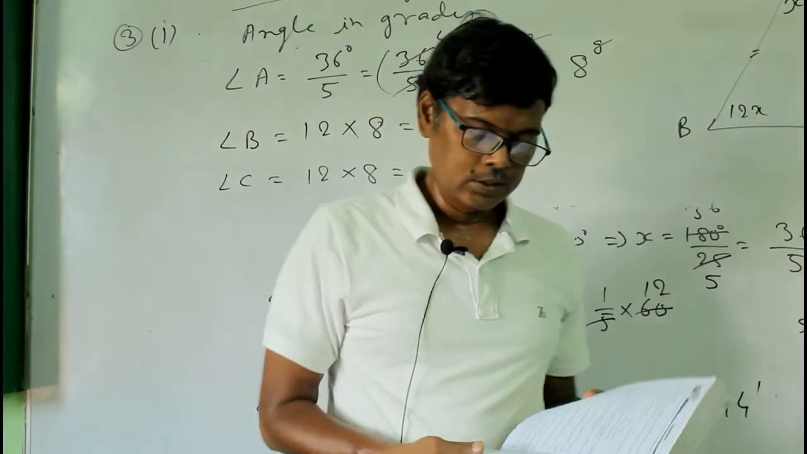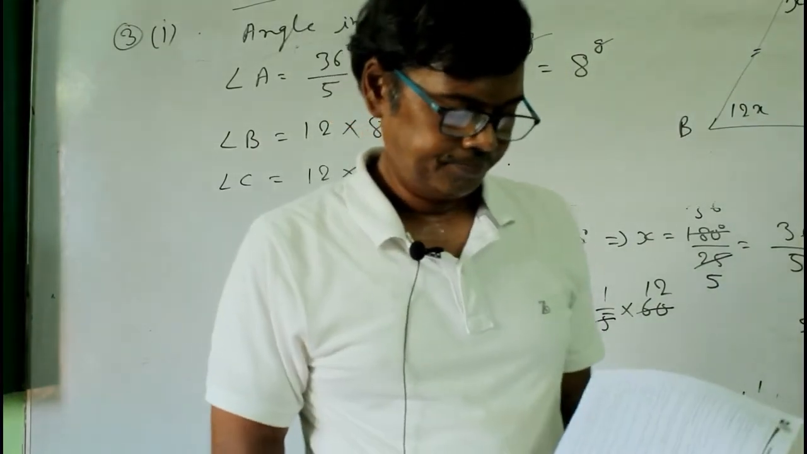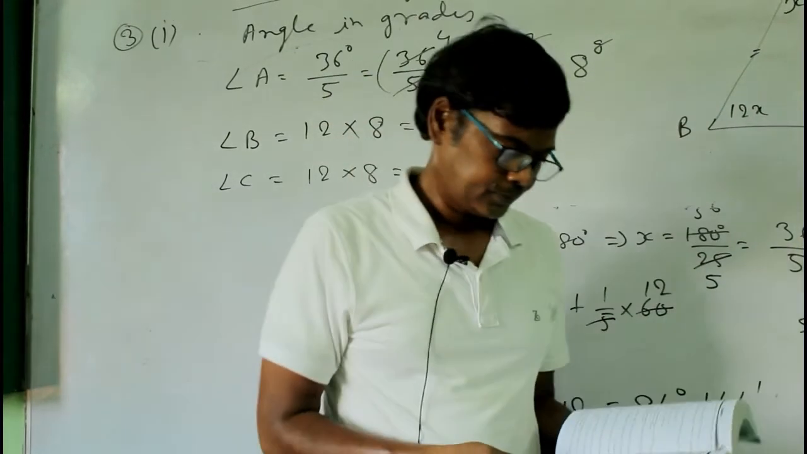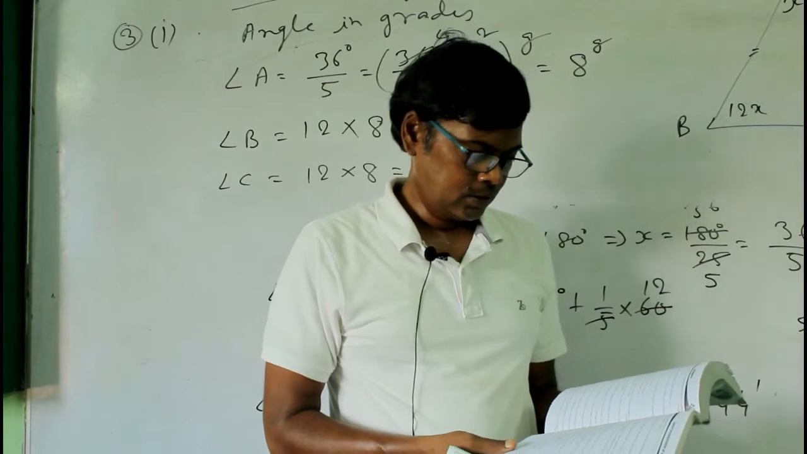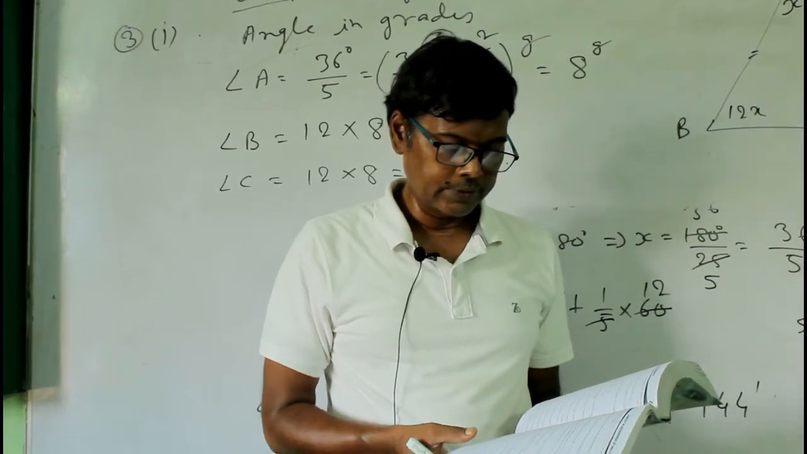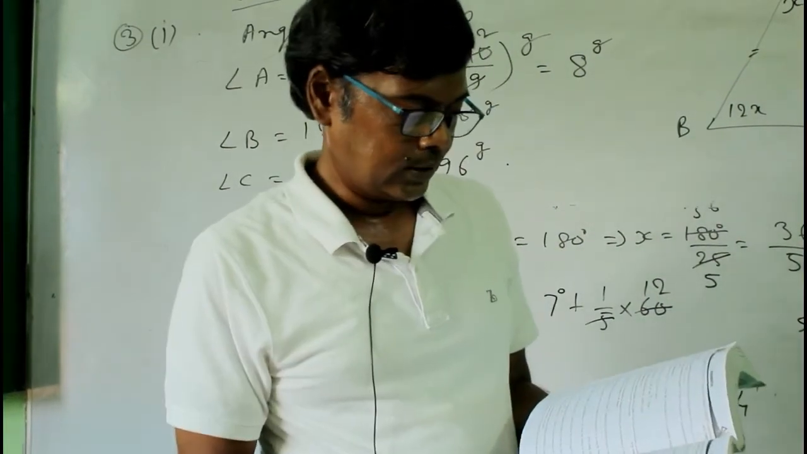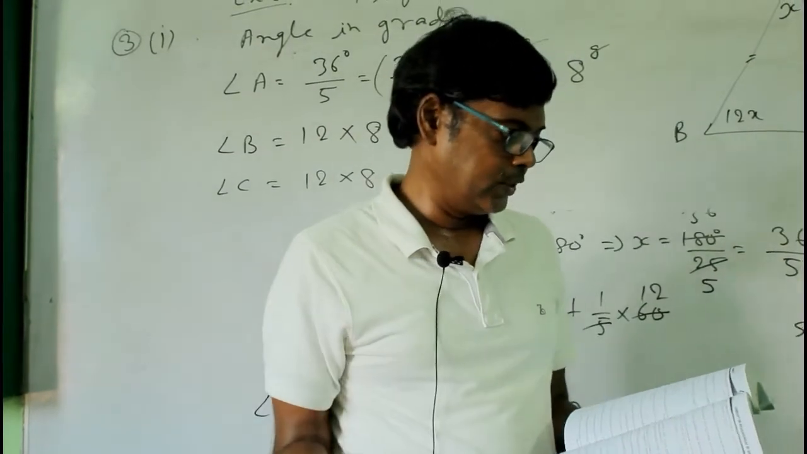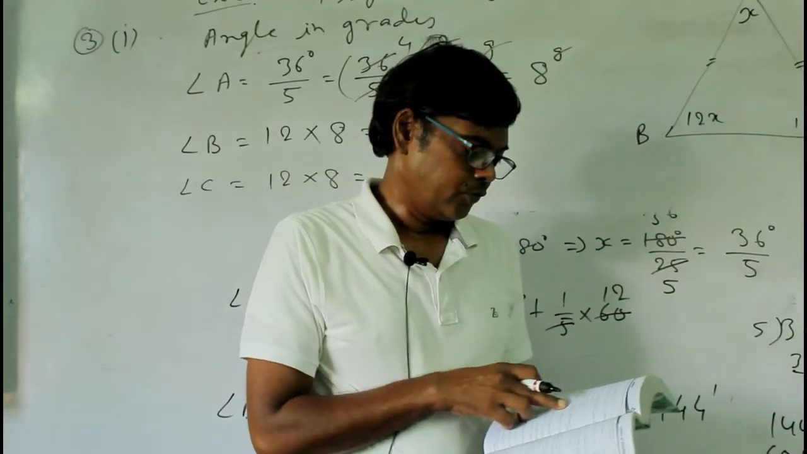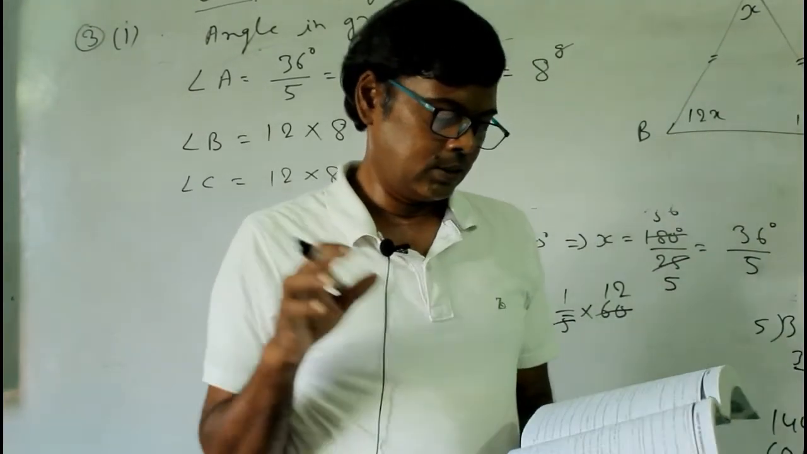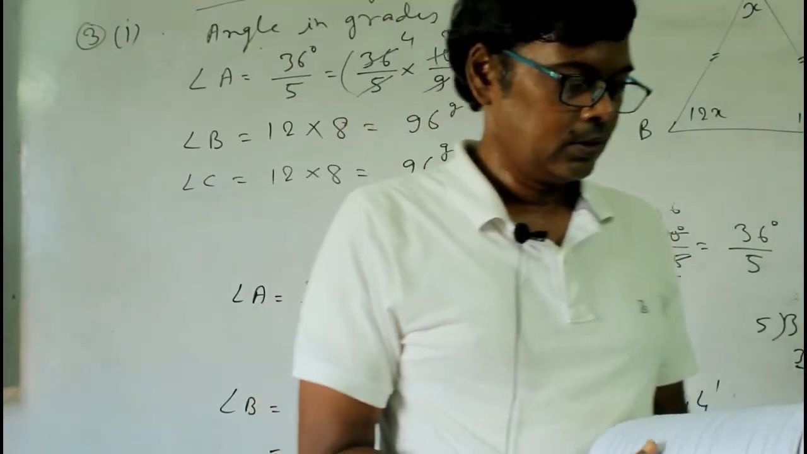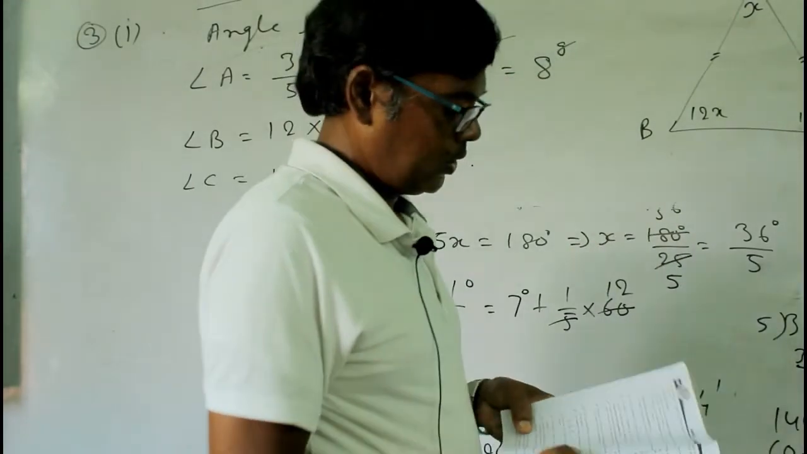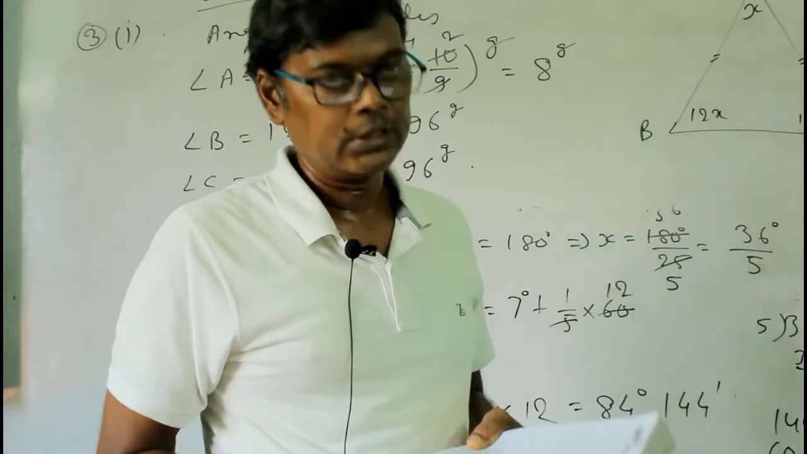You can see the answer in the book also, but in the book the vertical angle is given 7 degree 12 minutes, and each base angle is given 86 degree 24 minutes, but the answer is not given in grades. Actually here we have to find the answer in grades also, but the answer is not given in grades. So leave it. Now question number 2.